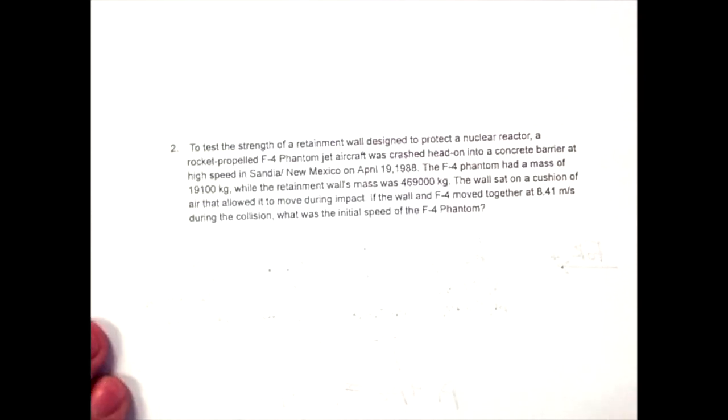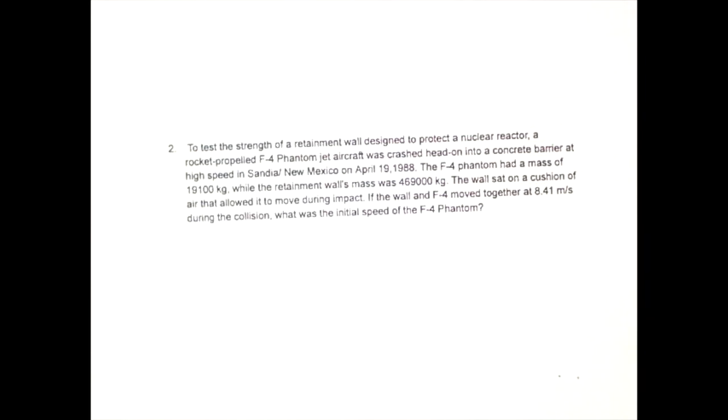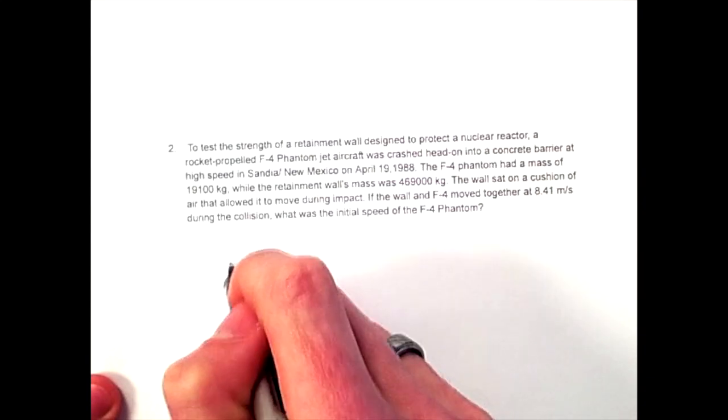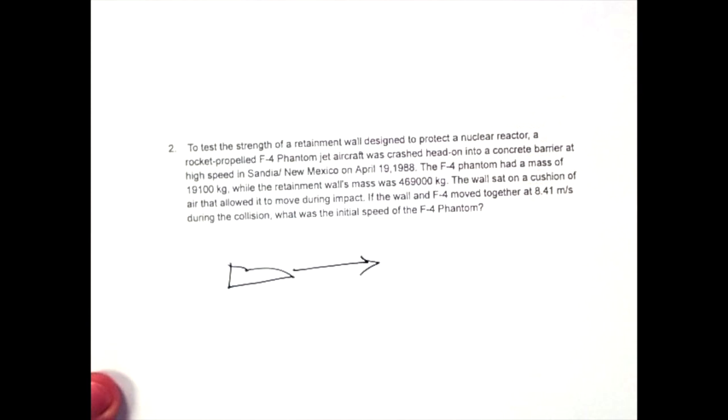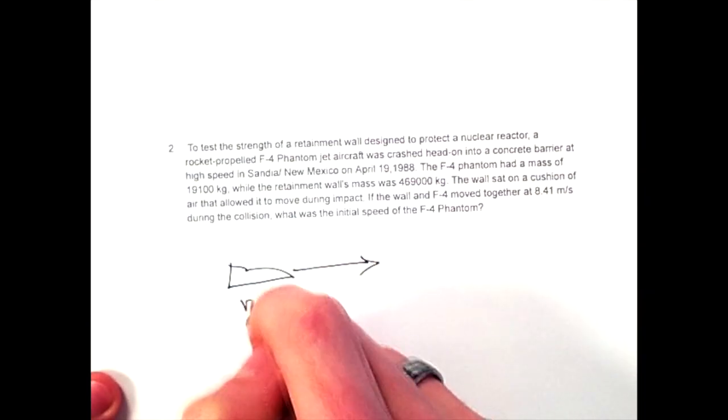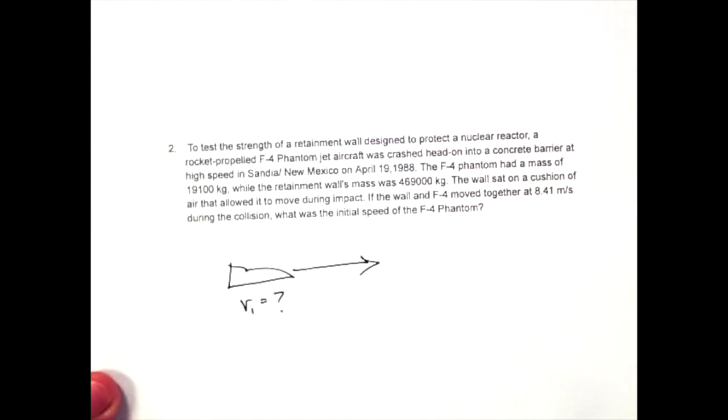This one is an F4. This is an actual experiment. This is an actual experiment that they did at the Sandia National Labs. We have a jet flying at some ludicrous speed, right? V1 is the question. And then they have a testing wall.